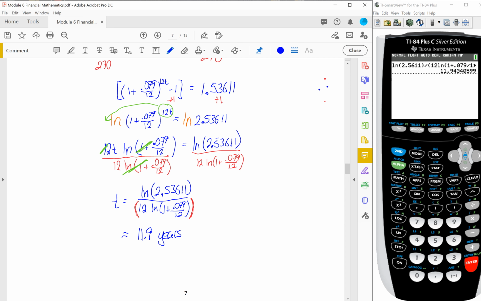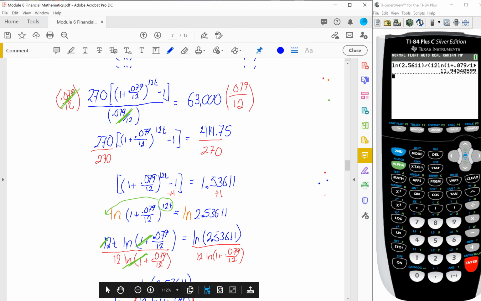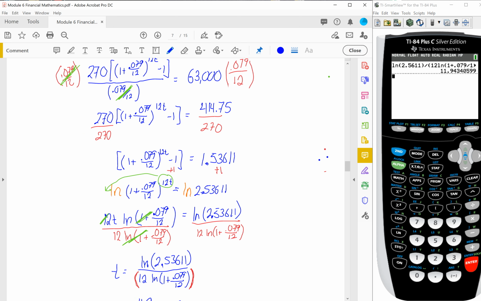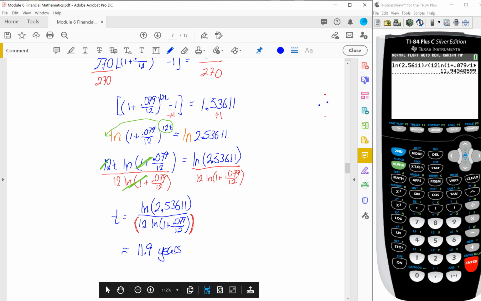Now, the way to interpret this again is, remember, we're asking how much time for the account to grow to $63,000? Well, if we invest $270 each month at 7.9% compounded monthly, it'll take 11.9 years for the account to grow to the $63,000.